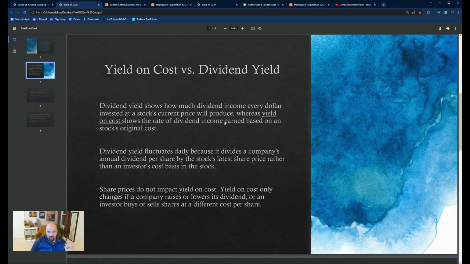So just briefly, let's cover some terms. Dividend yield shows you how much dividend income every dollar invested at the current stock price will produce, whereas yield on cost shows the rate of dividend income earned based on the original cost basis that you paid.